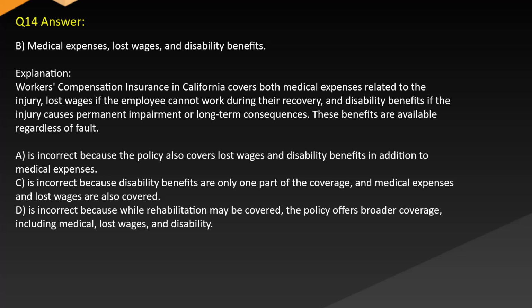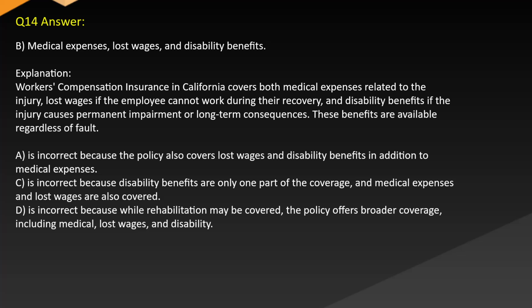Answer: B. Medical expenses, lost wages, and disability benefits. Explanation: Workers' compensation insurance in California covers both medical expenses related to the injury, lost wages if the employee cannot work during their recovery, and disability benefits if the injury causes permanent impairment or long-term consequences. These benefits are available regardless of fault.